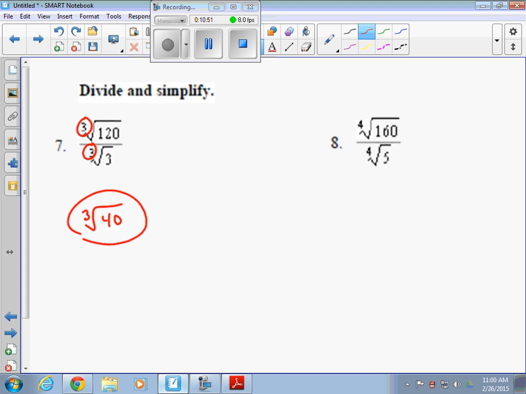Same thing with the fourth root of 160 divided by the fourth root of 5. You have to know that they're the same, so you can divide that by that. 5 goes into 16 3 times, and there's 1 left over. It goes into 10 twice. So it's the fourth root of 32.